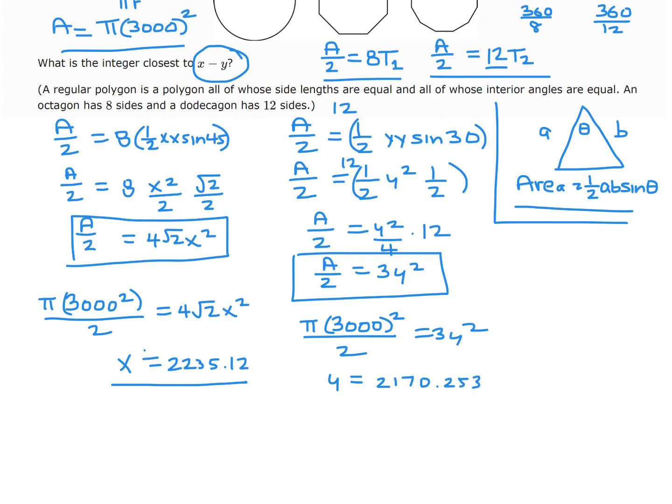And when you do, you get y is equal to 2170.253, I believe. So now x minus y can be easily calculated, and it is 64.87, and they want the closest integer to that. So the closest integer to that would be 65.